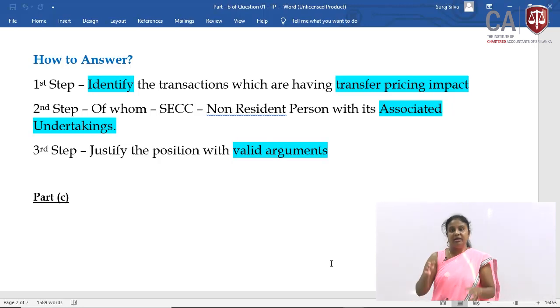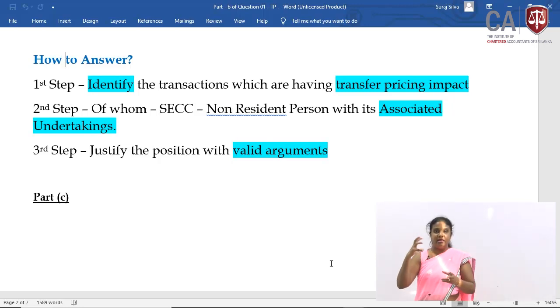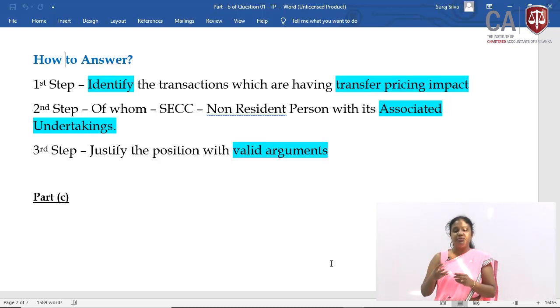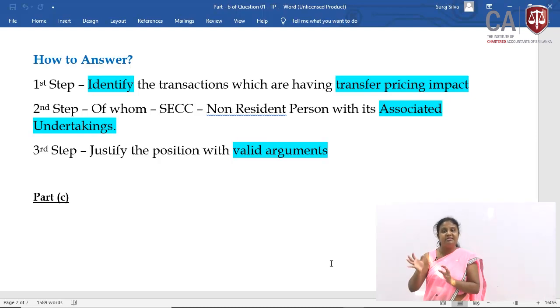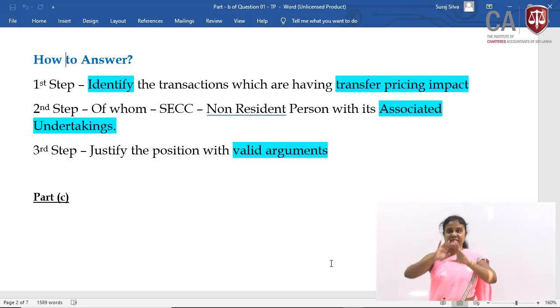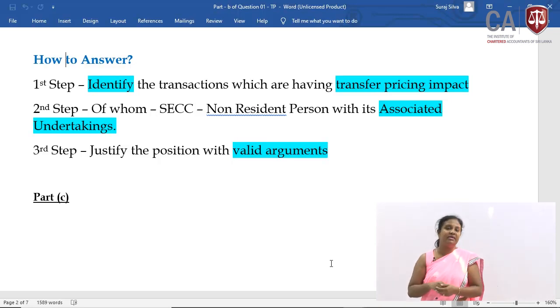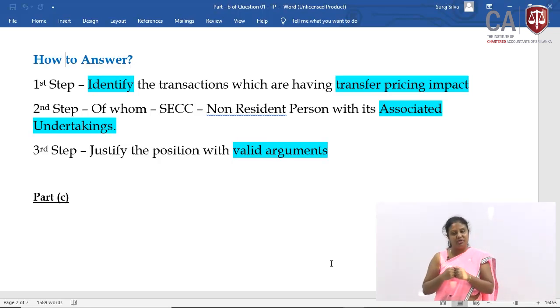Now in the question, the SECC is the permanent establishment which we have, and it's a non-resident person with its associated undertakings. In the question, we have seen within the SRCC group there is SECC, STCC China, STCC India, and there is a particular bank also. All are subsidiaries. According to the question, all these companies, the non-resident persons and resident persons, are associated undertakings. That's the second thing you have to identify.